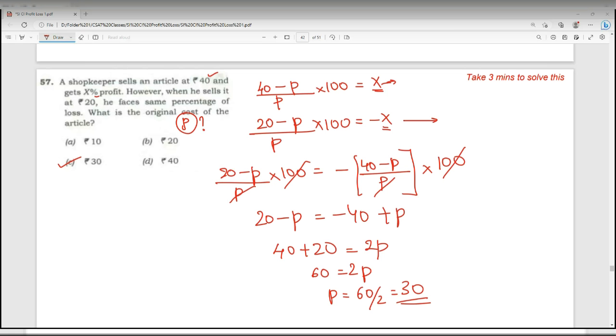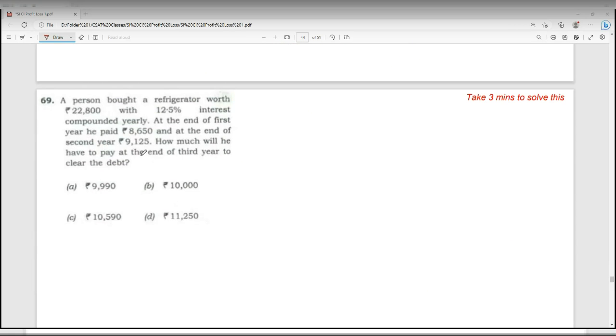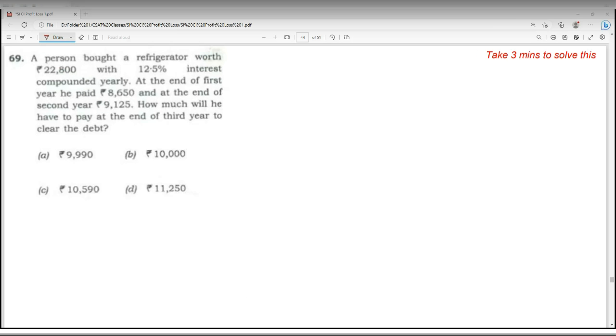If anyone has a doubt in this question, please ask in any particular step. I'll be happy to clear all the doubts. Or else we'll move to the next question if there are no doubts. Okay, we'll move to the next question. So take 3 minutes to solve this. I've got option B. So we'll see how to go about this question here.